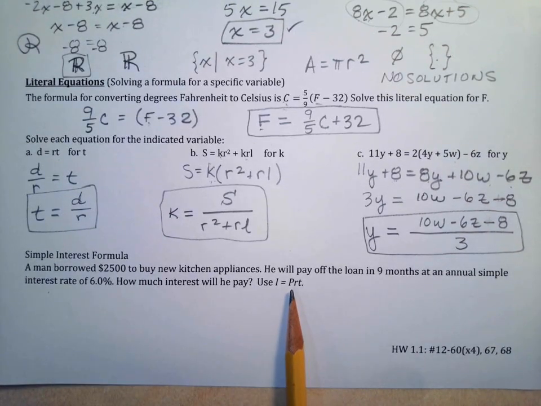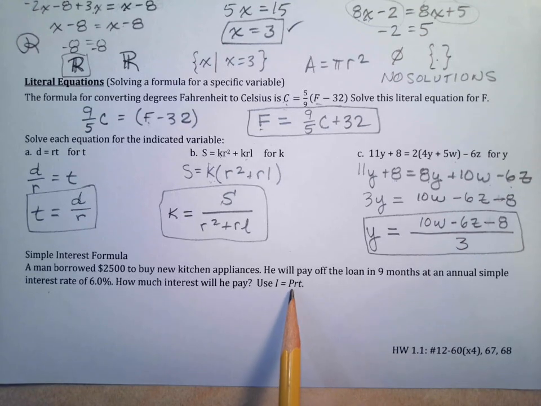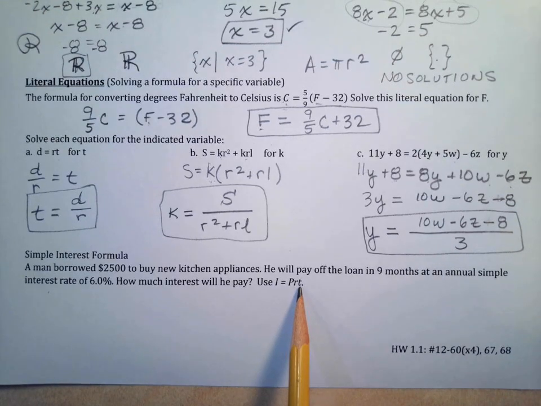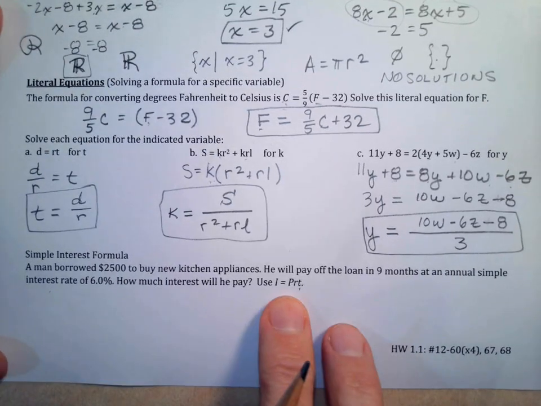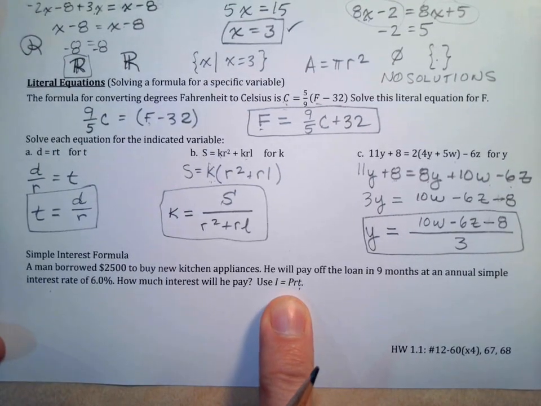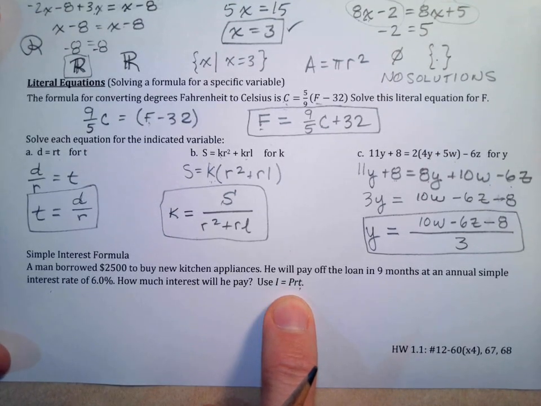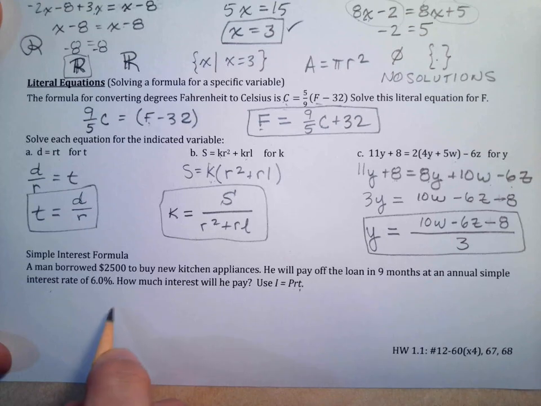And so we're using just this formula. The interest is P, the principal, R is the interest rate, and T is time, always in years. So I know this is an overly simplified formula. We're going to have a much more complicated formula that we'll use later on, but for now we're just going to use this. So how much interest does he pay?